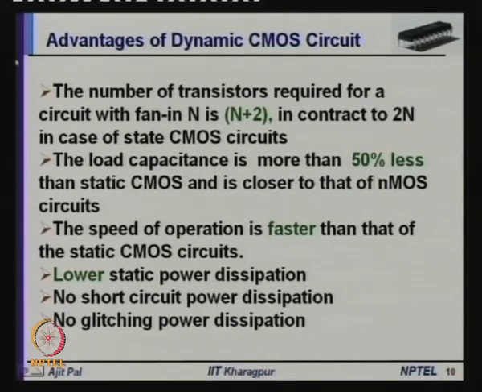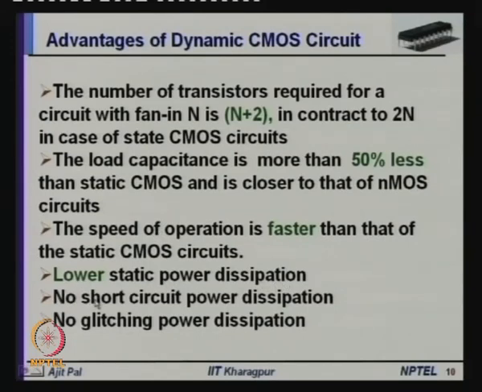As I have already mentioned, the number of transistors required for a circuit with fan-in n is n plus 2, in contrast to 2n in case of static CMOS circuits. The load capacitance is more than 50% less than static CMOS and is closer to that of NMOS circuits. As a consequence, it is faster. The speed of operation is about 4 to 5 times faster than that of static CMOS circuits, as we have found. And there is no static power dissipation.